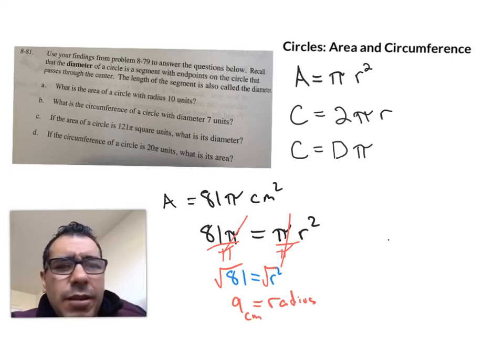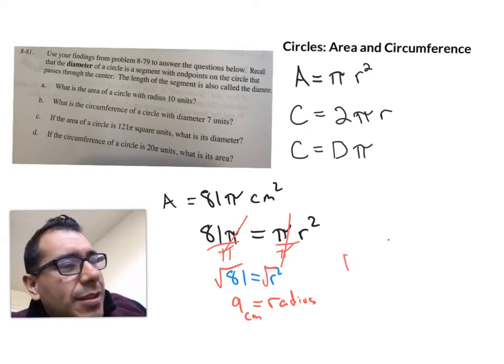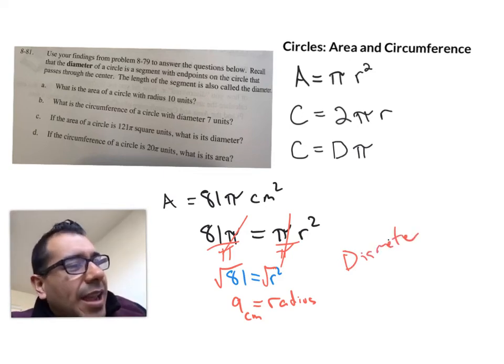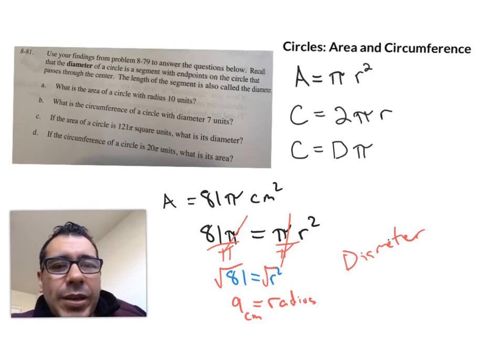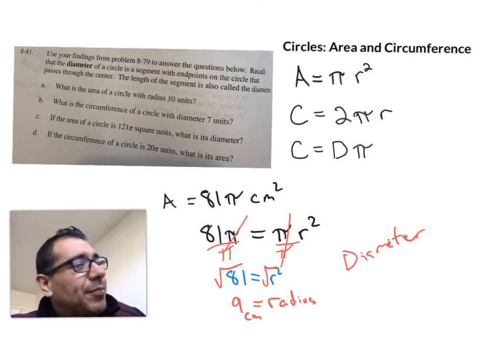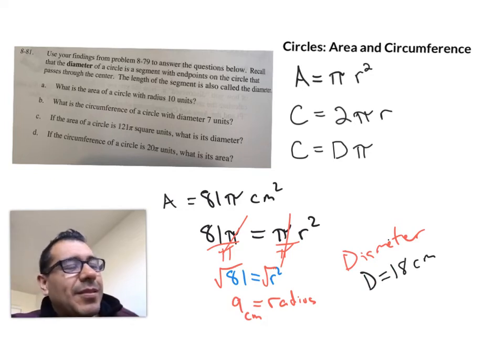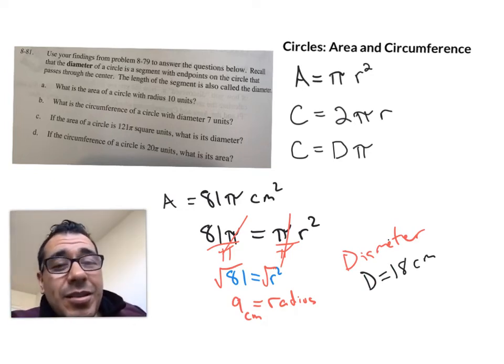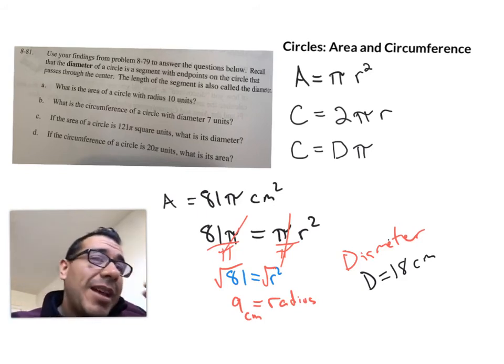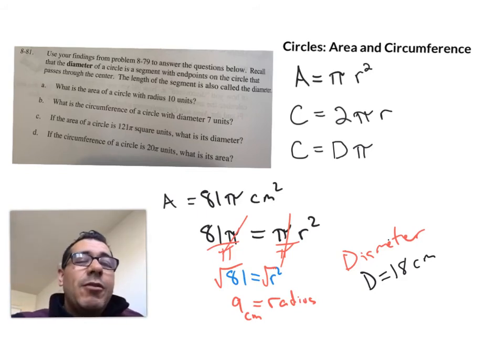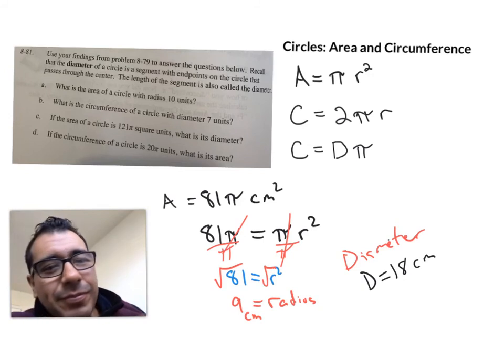But remember, I didn't want the radius. I wanted the diameter. So if I wanted the diameter, what do we do with the radius? That's right. You just multiply that by 2. So our diameter would be 18 centimeters. Go ahead and use that as an example to help you with part C. If you want me to check your work, just comment below. No problem.